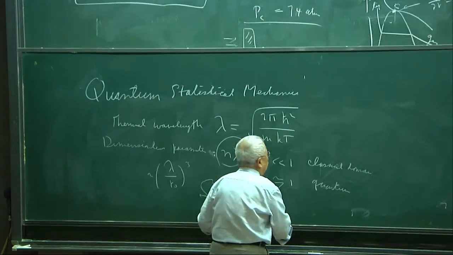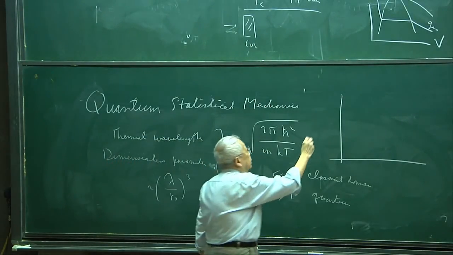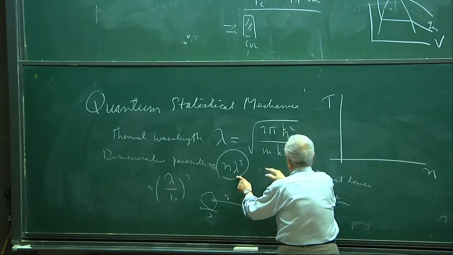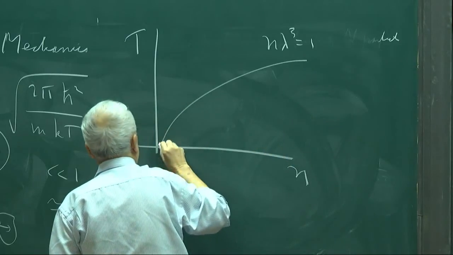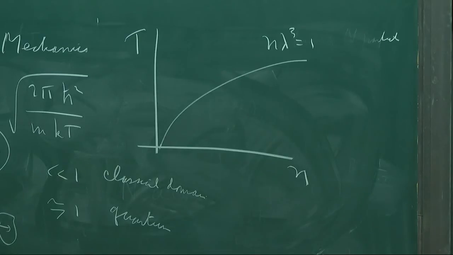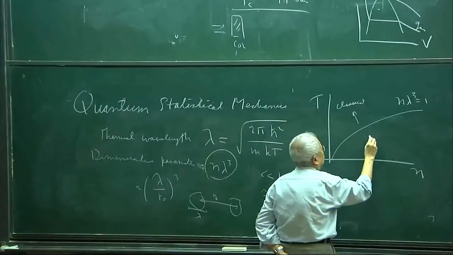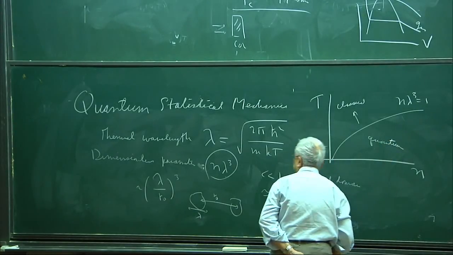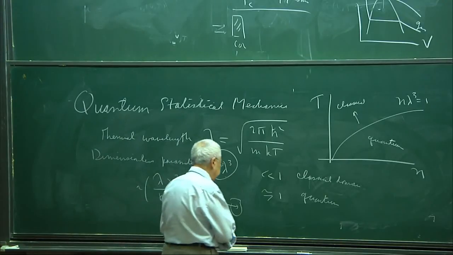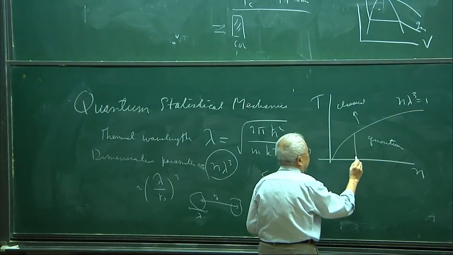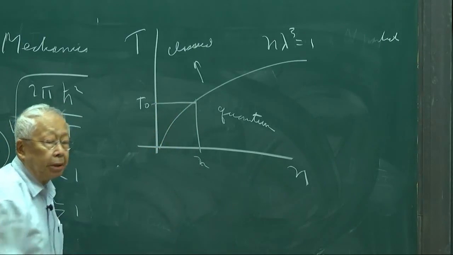If you look at the T-n plane, with temperature versus n, n lambda cubed equal to 1 gives you a curve like this. This divides roughly into a quantum region and a classical region. It will be classical here, and it's quantum here. Therefore, for given n, there's a temperature T0 at which the system will become quantum if you cool the system down below that temperature.